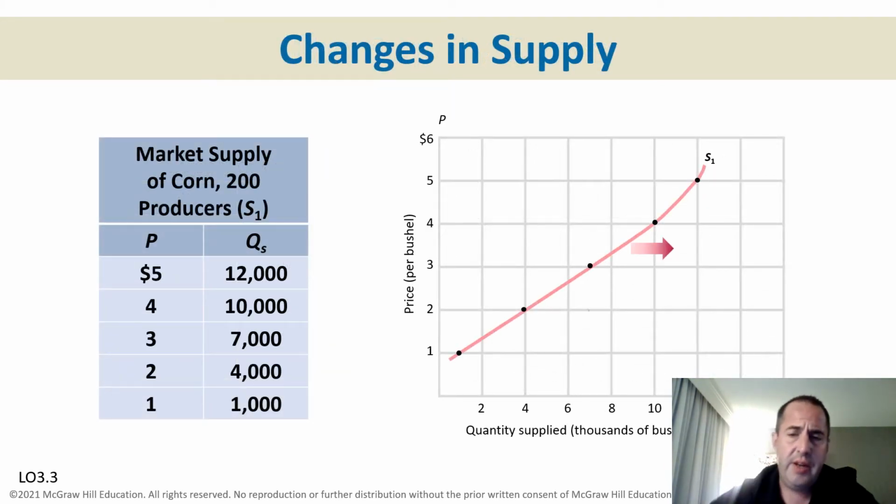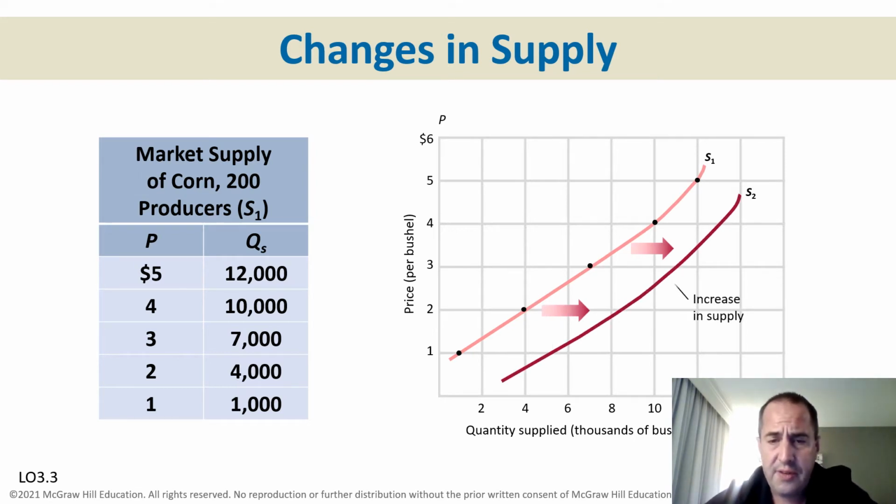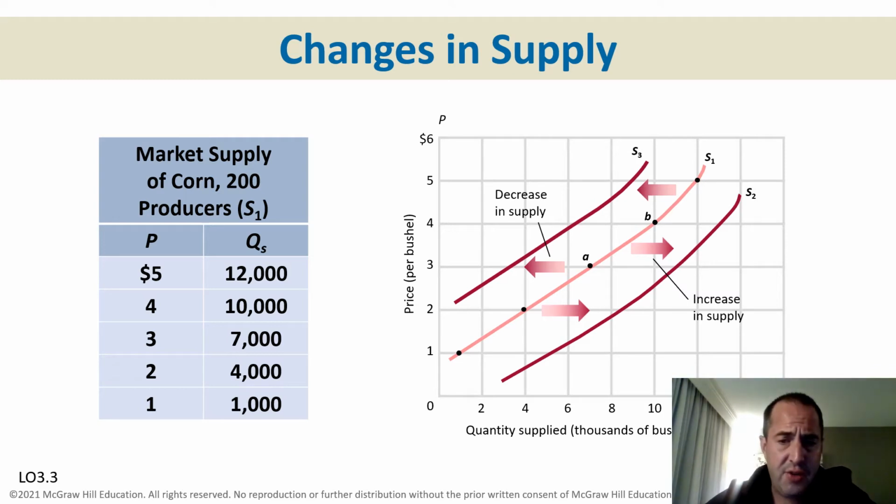And this is just showing the shifts of supply curves, right? So we have a decrease in supply, the curve moves to the left, and an increase in supply, the curve moves to the right. Pretty straightforward.